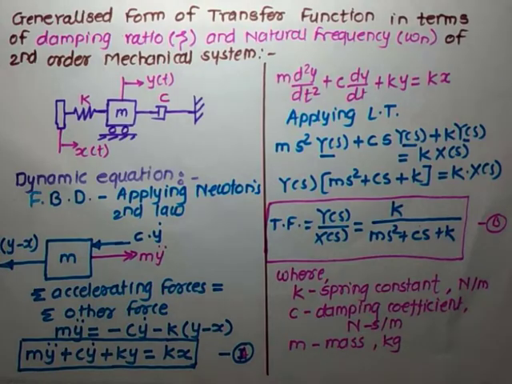Now next, we'll try to understand the definition of the damping ratio zeta and the natural frequency omega n, and we'll apply these definitions and write the transfer function in terms of damping ratio and natural frequency. Thereafter, we'll convert that equation into a generalized form of the transfer function in terms of damping ratio and natural frequency of any second order mechanical system. So we can use that equation as the transfer function for any second order mechanical system.